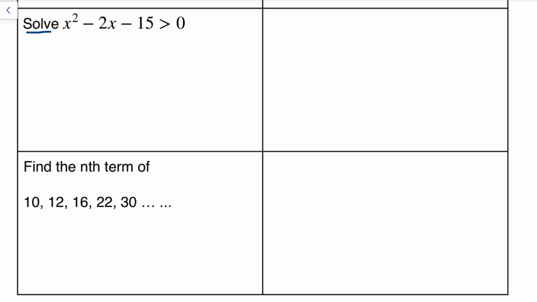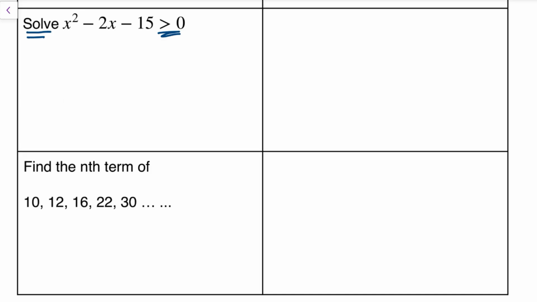Now, the question says solve. It doesn't say factorize. It doesn't say anything else. I need to have 2 values at the end that say x equals. It's a quadratic, so I know from a quadratic I'm going to have 2 values. The question is, what are those 2 values? Also, it's not an equal 0, it's greater than 0. So actually it's a bit more than that, isn't it? It's a quadratic inequality. So the first thing I'm going to do is find out where the crossing points are.